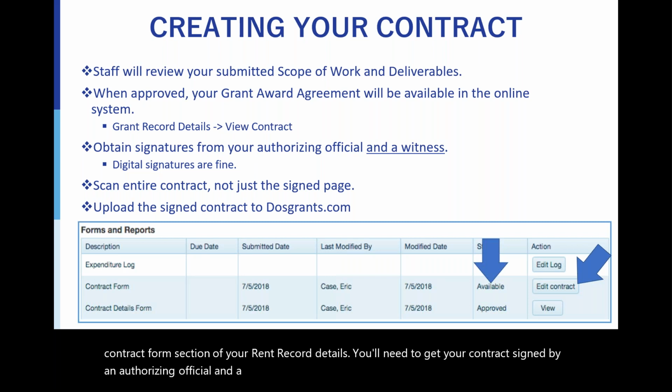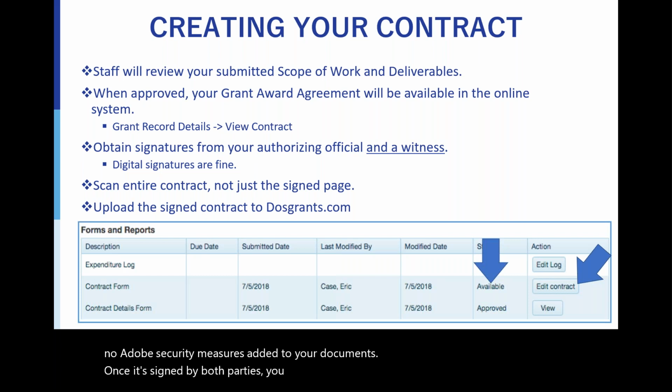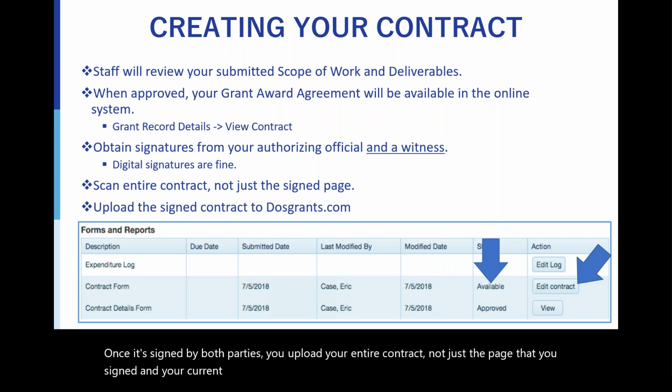You can do digital signatures, just make sure that there's no Adobe security measures added to your documents. Once it's signed by both parties, you upload your entire contract, not just the page that you signed, and your current substitute W-9 into DOS Grants. You upload it to the same place, the contract form.